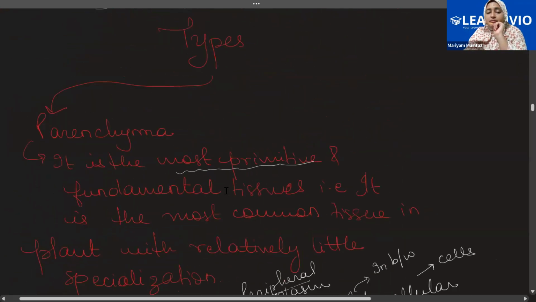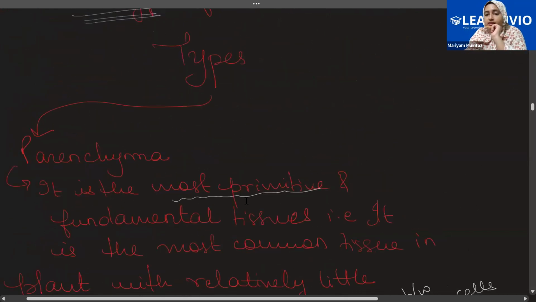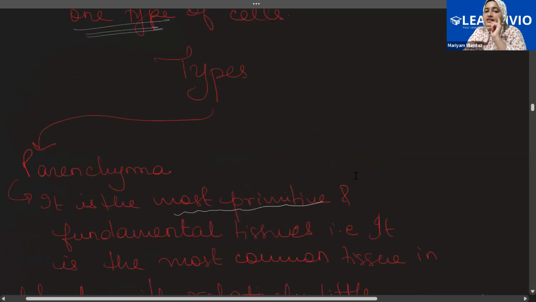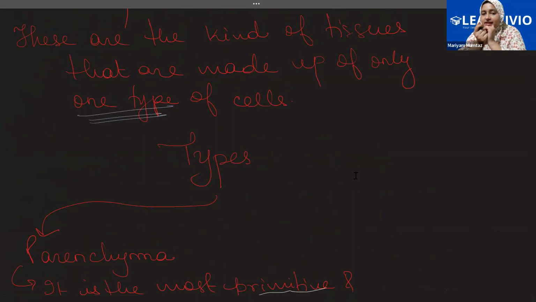Now, the simple permanent tissue is of 3 types. It is only made of one type of cell. It doesn't mean that it has just one cell, because that's not possible, because we know that many cells come together and make the tissue. So for example, if 50 cells are coming together and making one tissue, all of those 50 cells will be alike. They'll be the same.